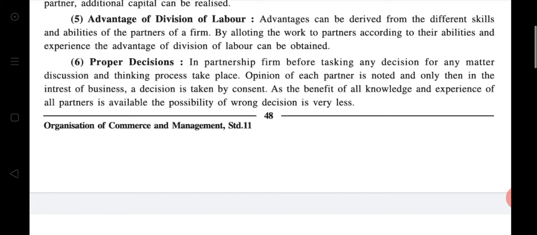So it is very good. And then routine work is controlled by C, because C is very good at doing routine work, mostly running the business. So in this distribution we easily divide the labor work. You understood? Okay. So in this advantage, division of labor can be obtained.